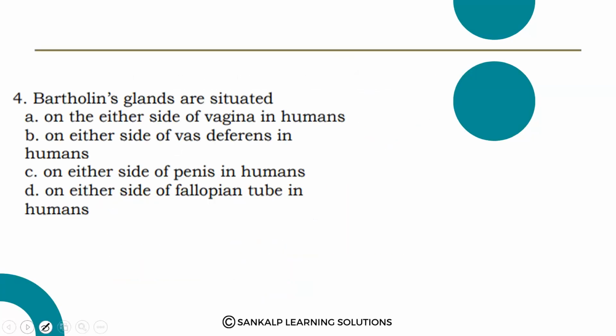Bartholin's glands are situated on either side of vagina in humans, on either side of vas deferens in humans, on either side of penis in humans, or on either side of fallopian tube in humans. Where do you find Bartholin's glands? The first quick answer is given by Priyanka and then Anvita.